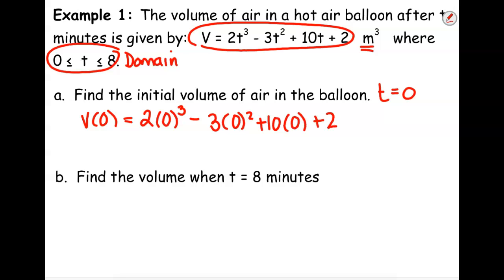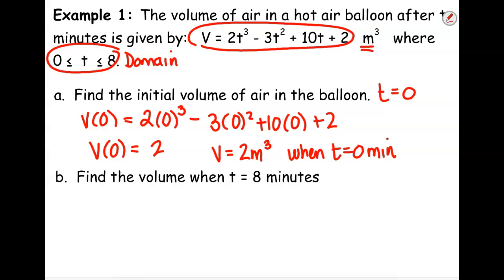Use order of operations, simplify it, and we get 2. So what does that mean? The volume is 2 meters cubed when the time equals 0 minutes.